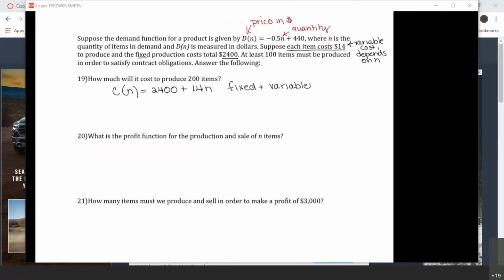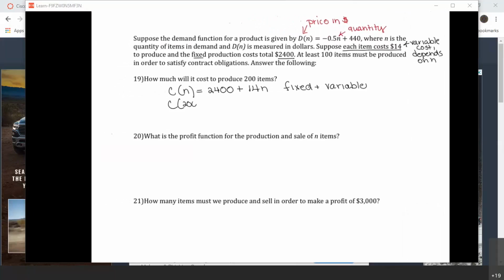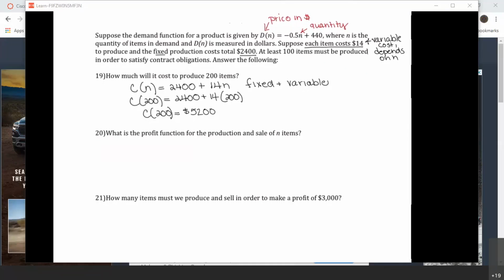And then they want you to evaluate that when you make 200 items. So just plug in 200. And again, use your calculator to do the arithmetic. That gives me $5,200. Okay, that's the cost to make 200.